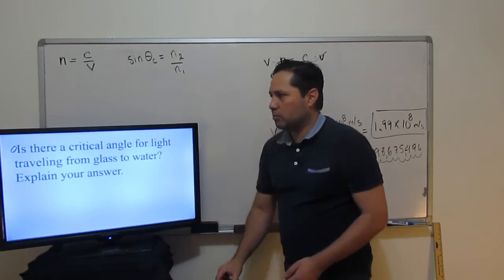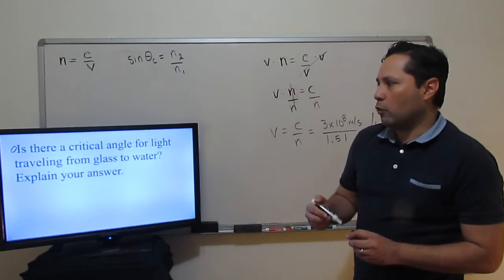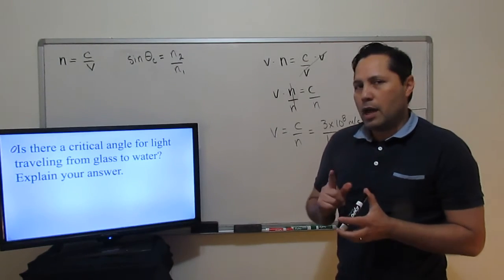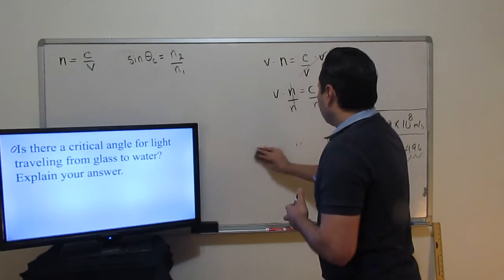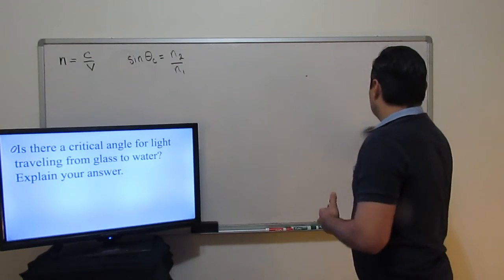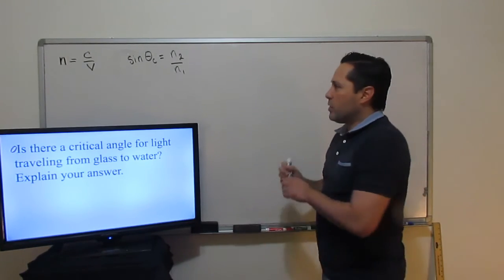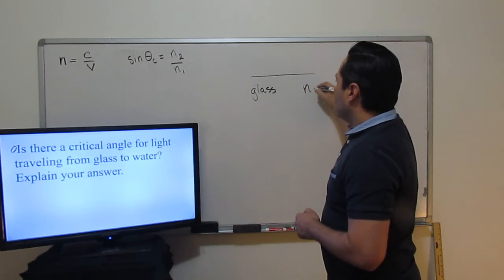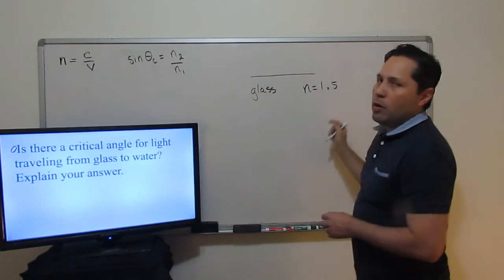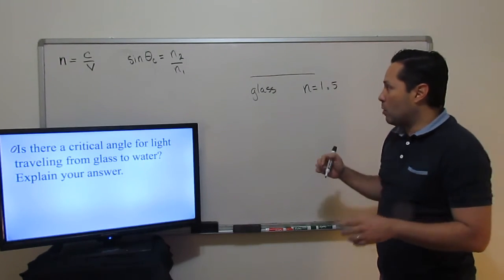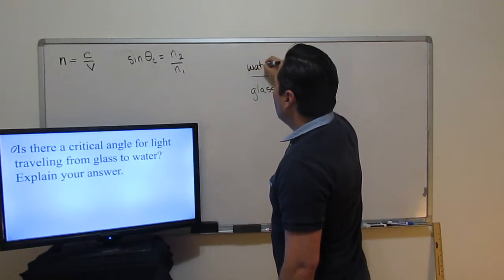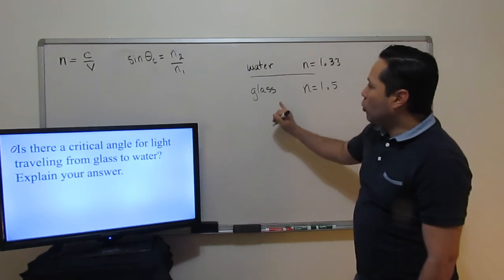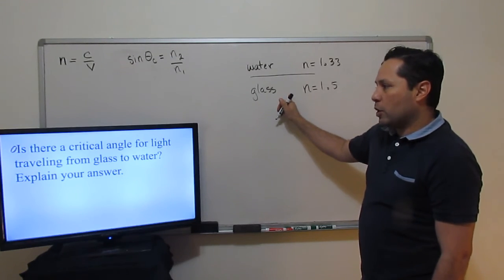All right, our next question asks, is there a critical angle for light traveling from glass to water? In this case, the answer is yes. Why is that? Well, let's put glass down here. Glass will have an index of refraction of about 1.5, depends on the type of glass, but about 1.5. Water, 1.33. So could you have a critical angle here?